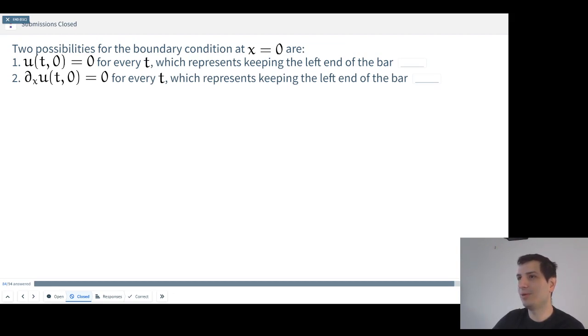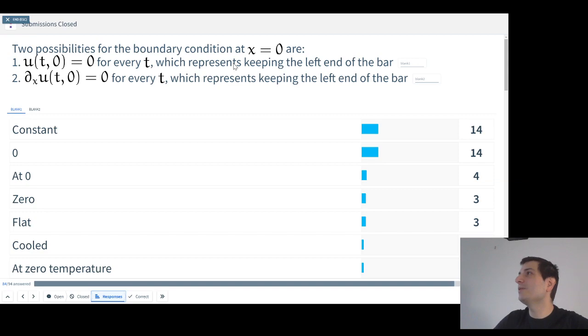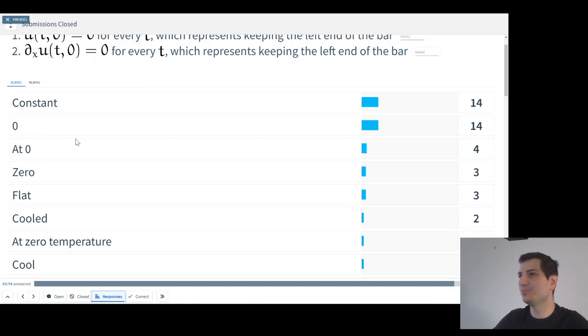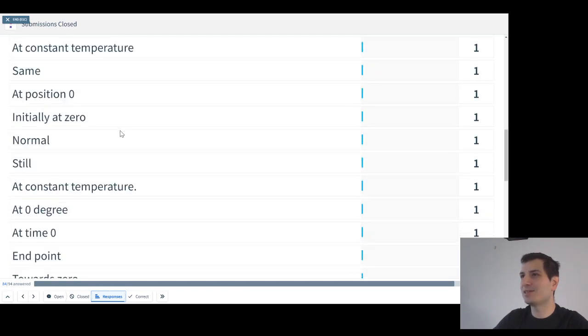So let's see what people said for the first one. I think I can just show the first thing: which represents keeping the left end of the bar constant. Keeping it constant. Keeping what about it constant? There's something we're keeping constant. What is it? Same with 0. There's something about it that's 0. Yeah, so we're talking about position at x equals 0. So I would say at 0 is not enough on its own. Some people are saying cool. Some people have other ideas.